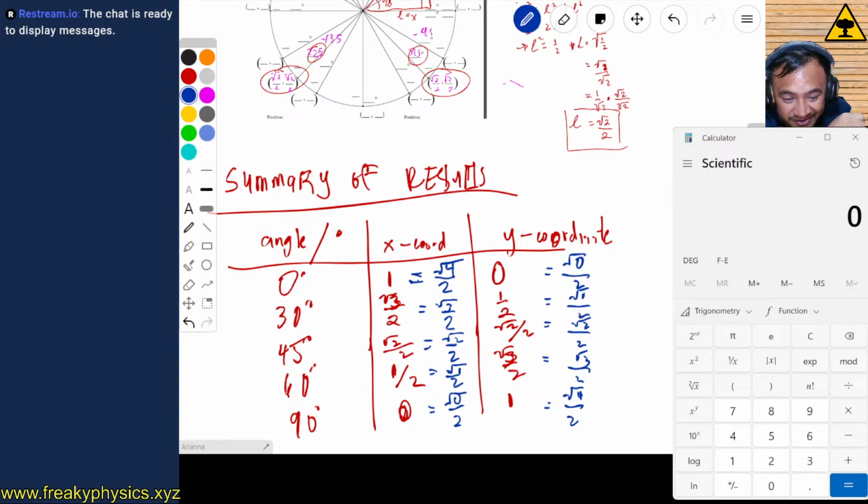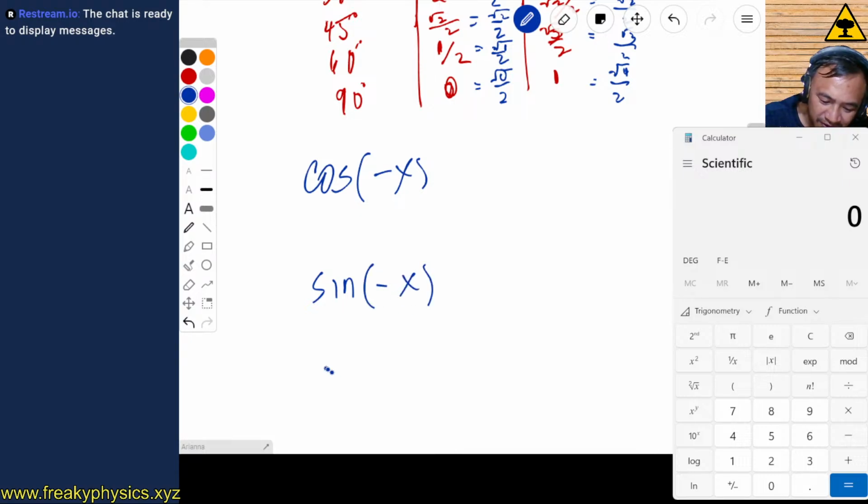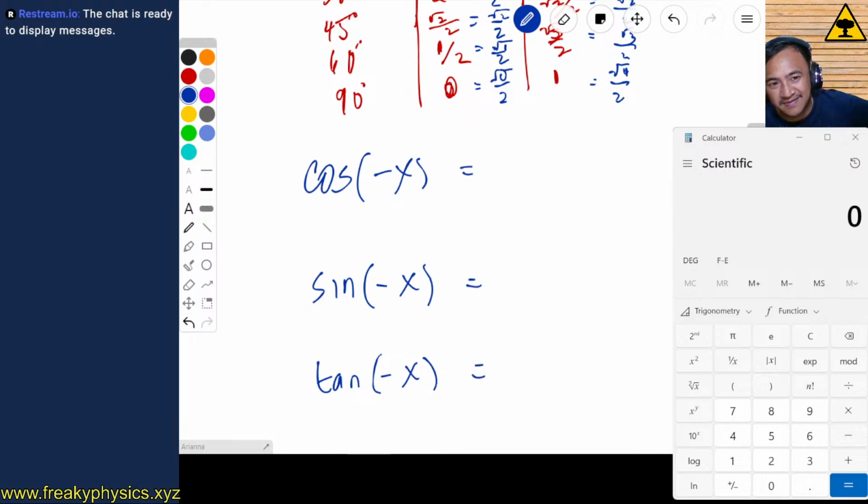Okay. There is one more thing I want to say. I don't think you've learned this just yet, or maybe you have. Have you learned what this is? Let me just scroll down first. What is cosine of negative x? What is sine of negative x? And what is tangent of negative x equal to? I don't think so. Well, if you haven't, now's a perfect opportunity for us to look at this.